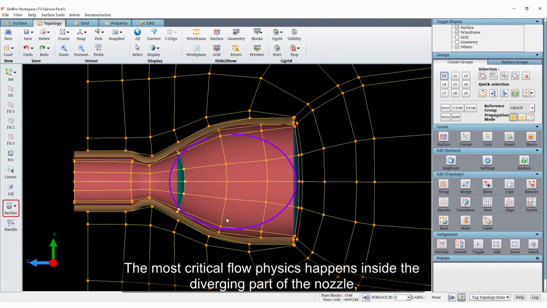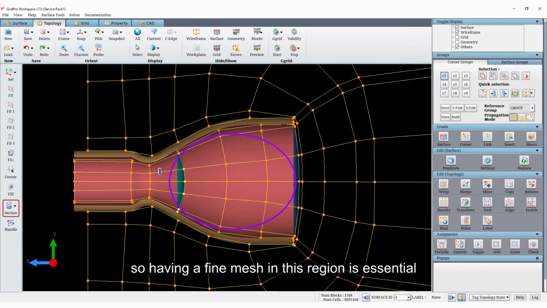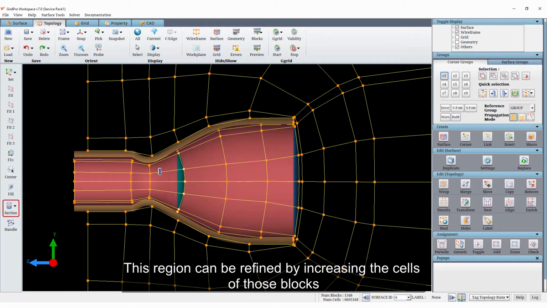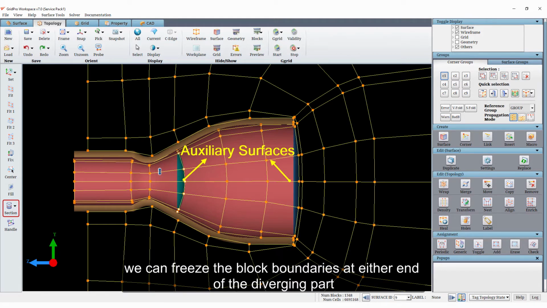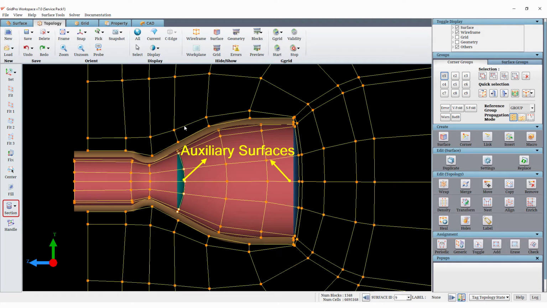The most critical flow physics happens inside the diverging part of the nozzle. So having a fine mesh in this region is essential. This region can be refined by increasing the cells of those blocks. In GridPro, the block boundaries move based on the density. So in order to contain the refinement, we can freeze the block boundaries at either end of the diverging part.